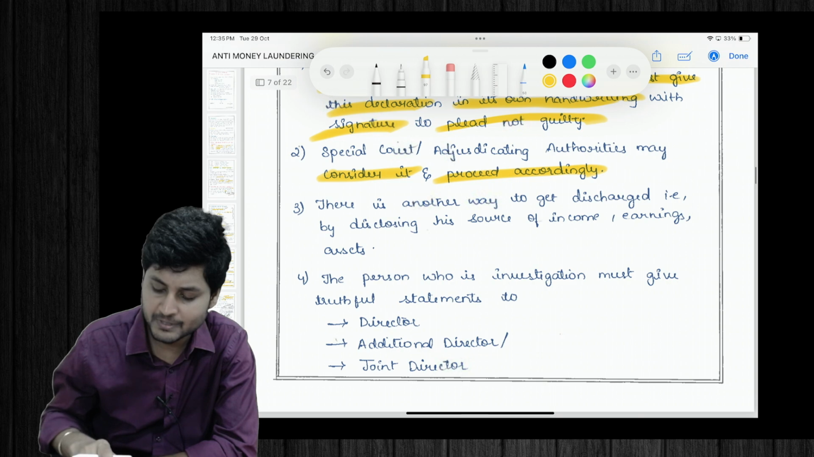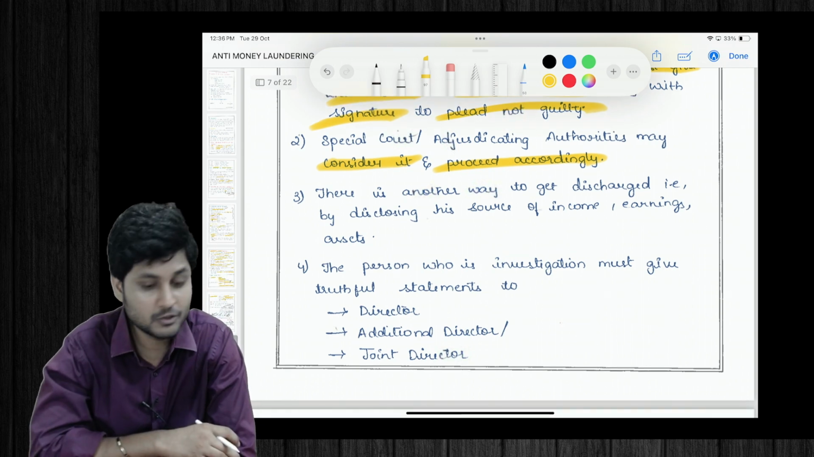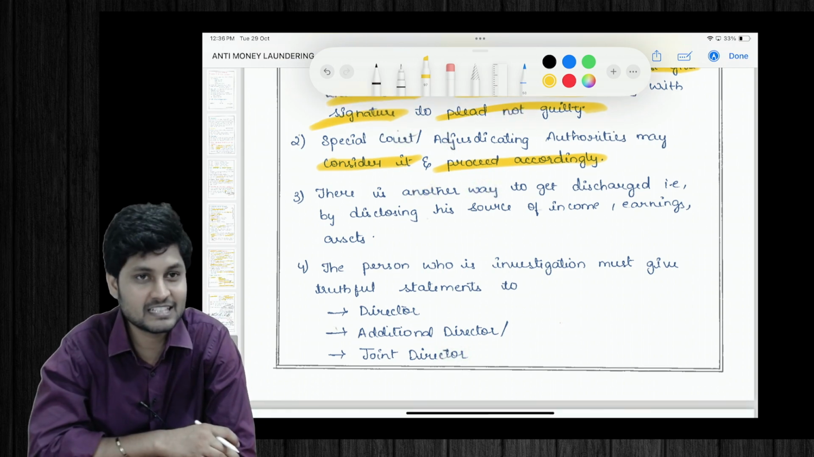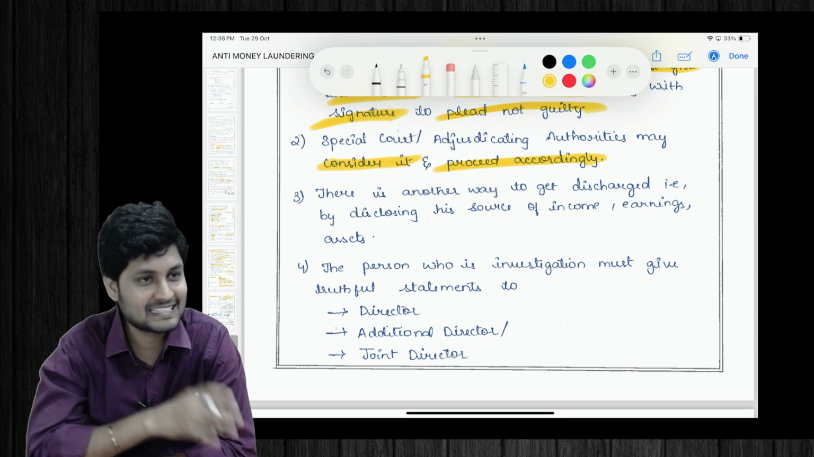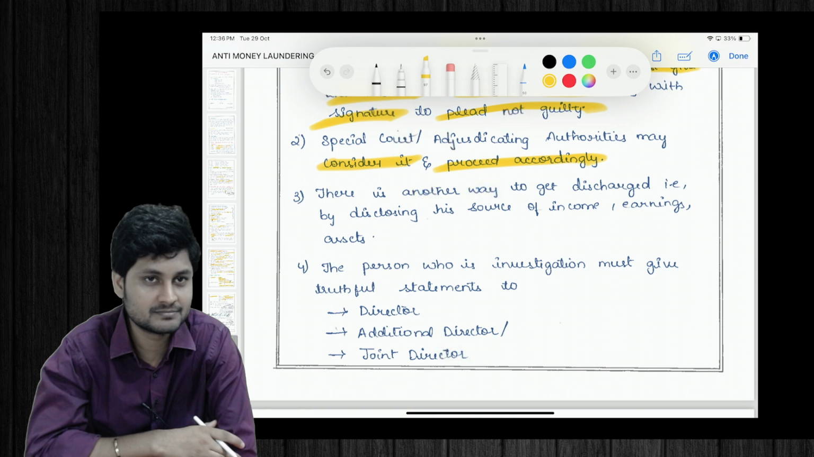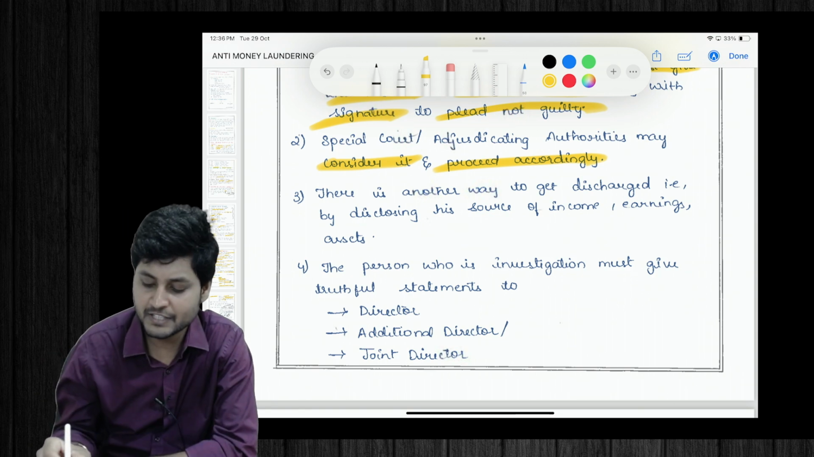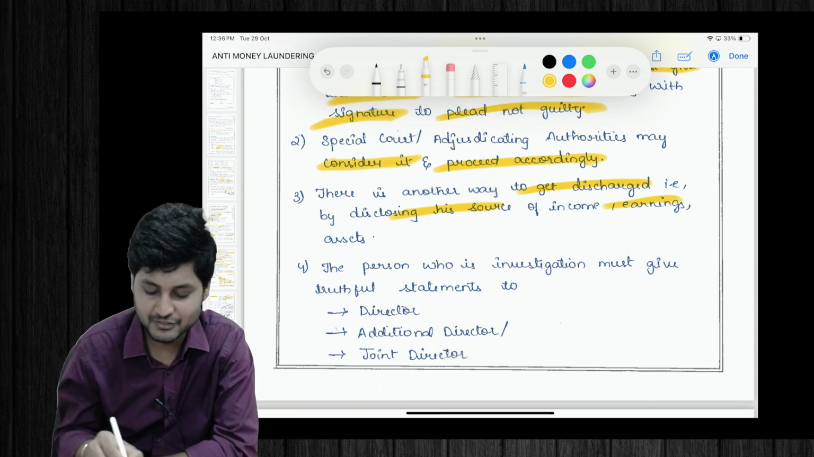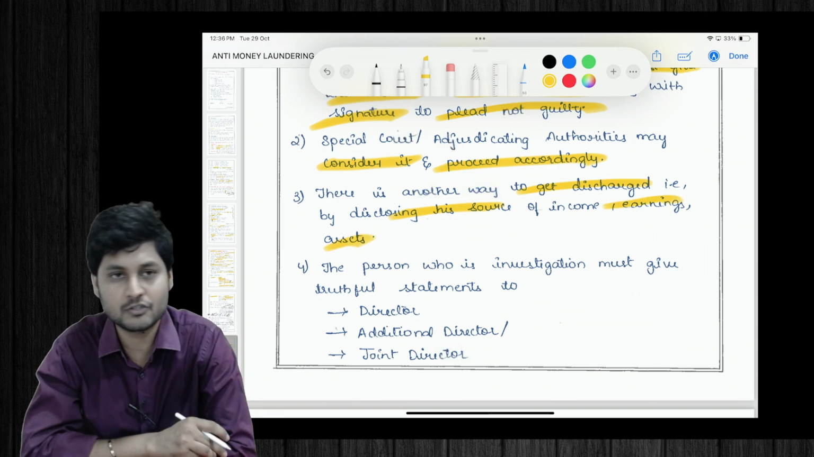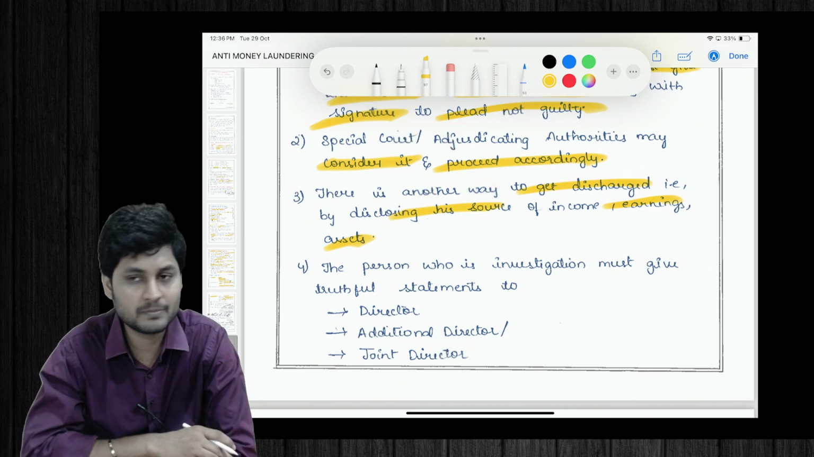There is another way to get discharged. ఇంకో వే కూడా ఉందట డిశ్చార్జ్ అయిపోవడానికి. ఓకే, accept and pay all the money back. See, there is another way to get discharged. That is by disclosing his source of income, earnings, assets, everything must be disclosed by the person who got arrested.